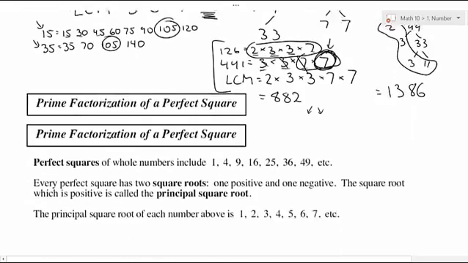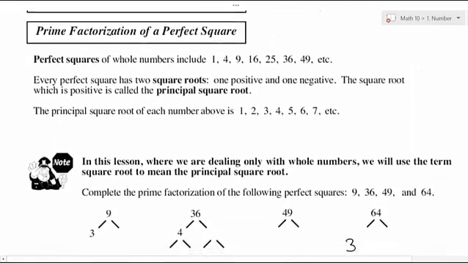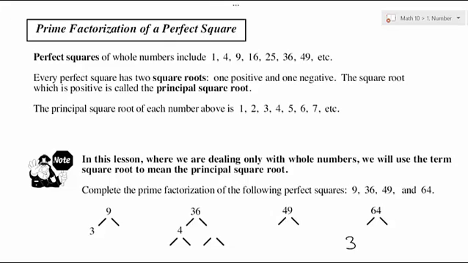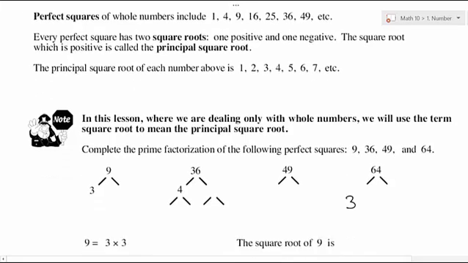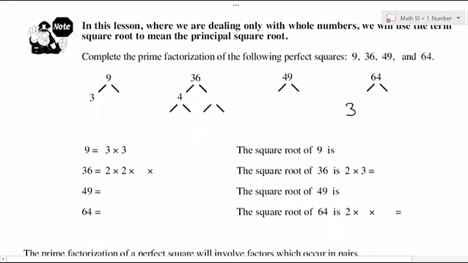1,386. Now the interesting thing about this is that we can talk about perfect squares and perfect cubes, and we can figure out if something is a perfect square or a perfect cube by looking at the prime factorization. Okay, so what I want you to do is to complete the prime factorization for these perfect squares, and you're going to notice something special about prime factorization for perfect squares. Press pause now.